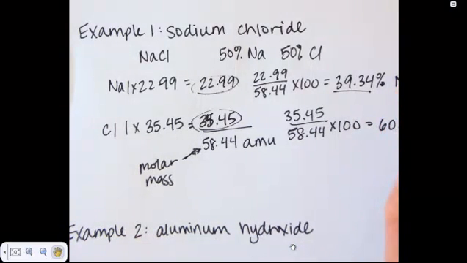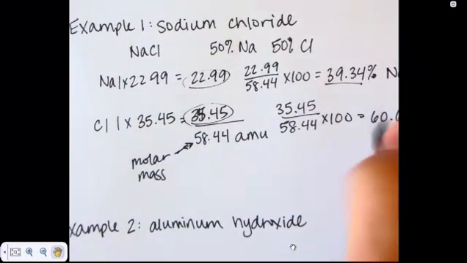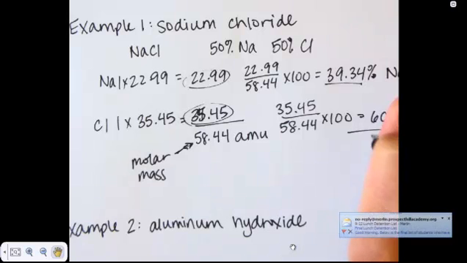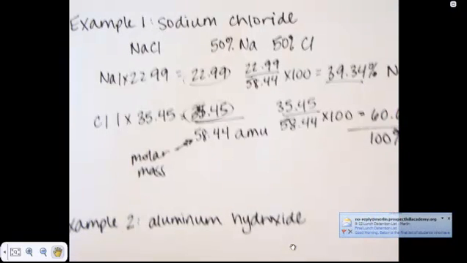And I got 60.66% for the composition of chlorine by mass. And we can check these by adding these two up, and you should always get 100% total.